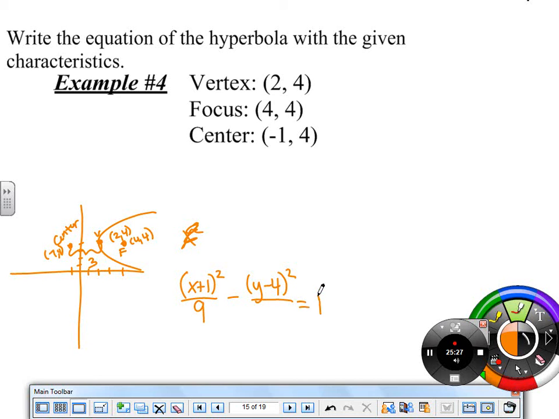And then the b value. So again, I don't know, but I do know this distance here from center to the focus is 5 units. And so that's my c value. So using c squared equals a squared plus b squared, I have 25 equals 9 plus b squared. So b squared is going to be equal to 16.